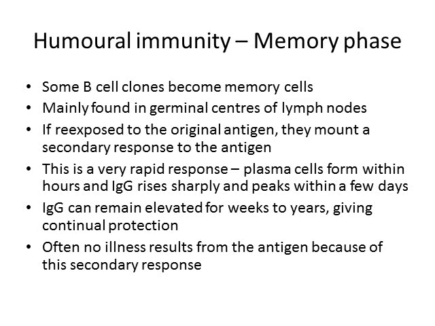Unlike the primary response, which can take 3 to 6 days because you need that amount of time for those clones to mature, now we've got a response that happens within a few hours and peaks within a few days and can even remain elevated for weeks to years, giving continuous protection against whatever is the source of that antigen. And often no illness will result because the pathogen will be wiped out before it has a proper chance to establish itself and cause illness. And this is a secondary immune response of humoral immunity.